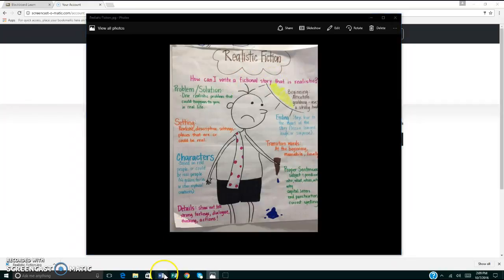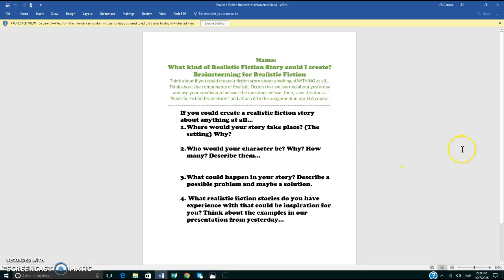The way that you are going to do that is with this brainstorming sheet that is attached to the assignment below. You are going to ask yourself, what kind of realistic fiction story could I create? And we're going to continue brainstorming for our own realistic fiction piece. What I want you to do today is think about if you could create a fiction story about anything at all. Think of the components of realistic fiction that we just talked about and that we learned about the day before this lesson. And with that, combine it with your what? Oh, yeah, creativity, to begin to answer these questions below.